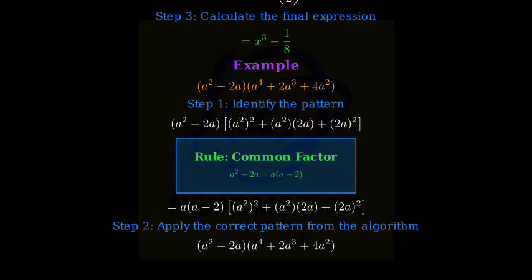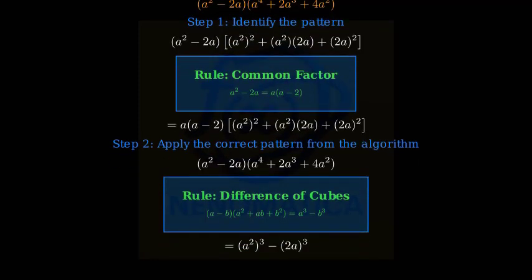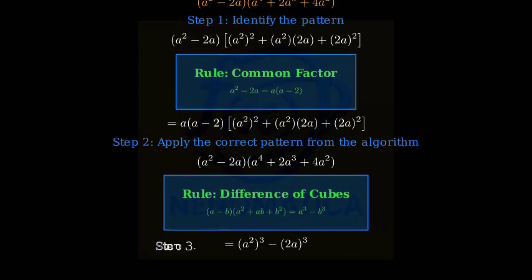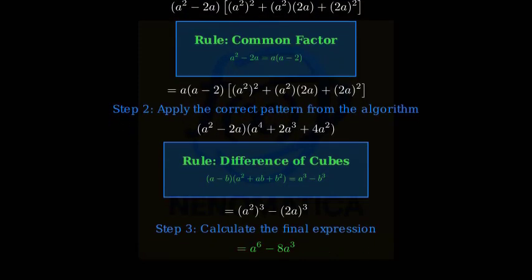Looking at the algorithm shown in the problem, we need to apply the difference of cubes formula directly. Looking at our expression more carefully, we can see that we need to interpret it as (a squared minus 2a) times (a to the fourth plus 2a cubed plus 4a squared). This aligns with the formula (a minus b) times (a squared plus ab plus b squared) equals a cubed minus b cubed, where a is a squared and b is 2a. Now, we can simplify the expression. A squared cubed is a to the sixth power, and (2a) cubed is 8a cubed.